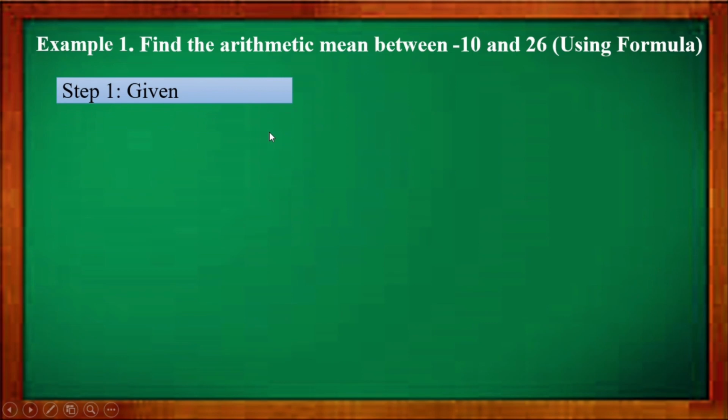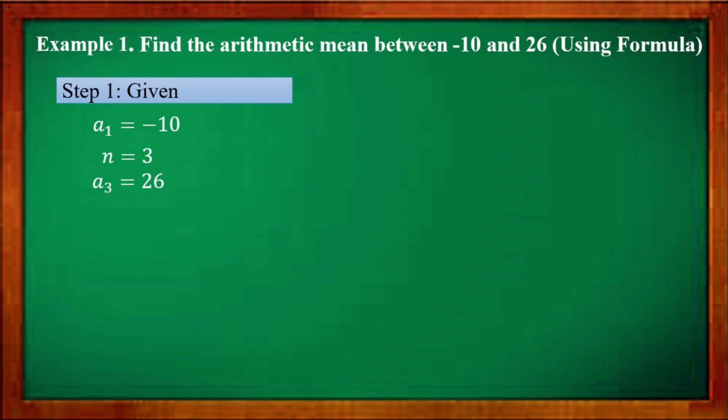And the given values are A sub 1 is negative 10. N is 3 since we are just looking for an arithmetic mean. Arithmetic mean means 1. So if we already have two terms which are negative 10 and 26, and we are just looking for an arithmetic mean, so it means that our n is just 3. And A sub 3, which is our third term, is just 26.